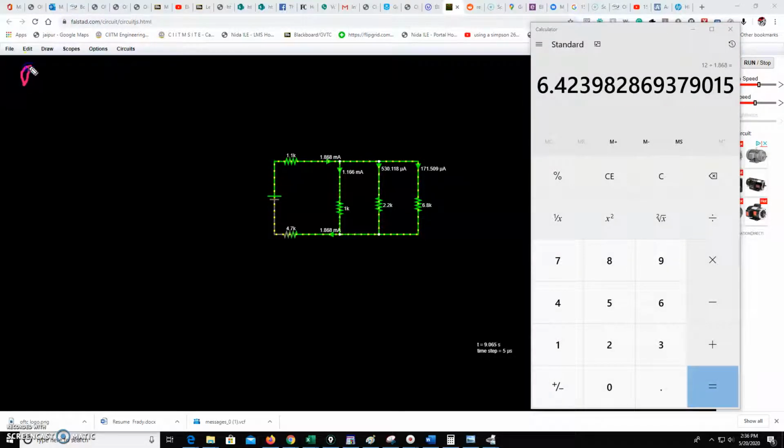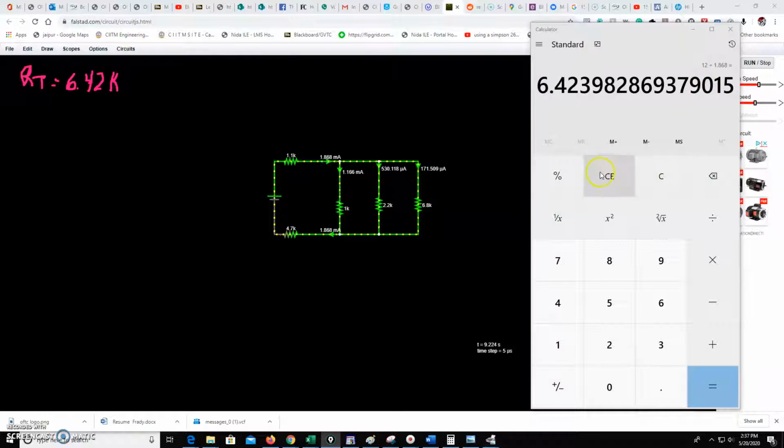So our total equals 6.42K. Alright, apparently I write well in pink, because that's not half bad.